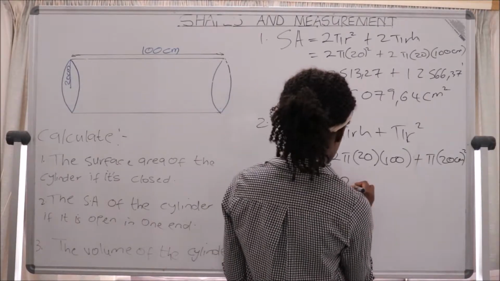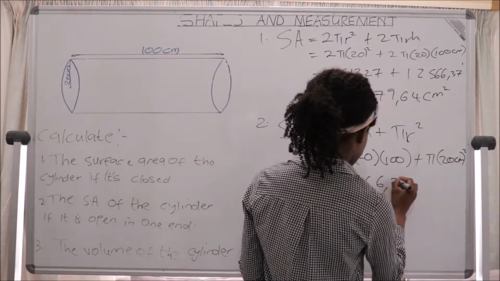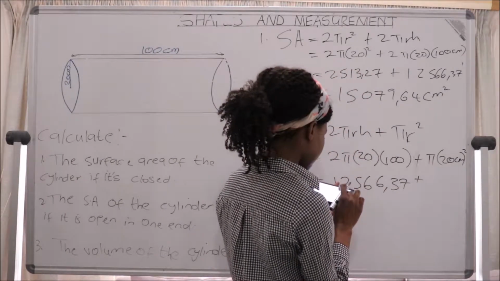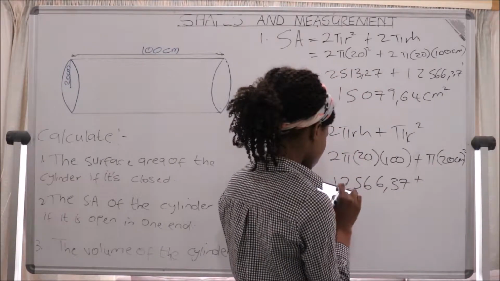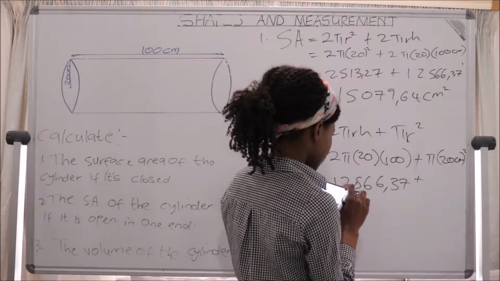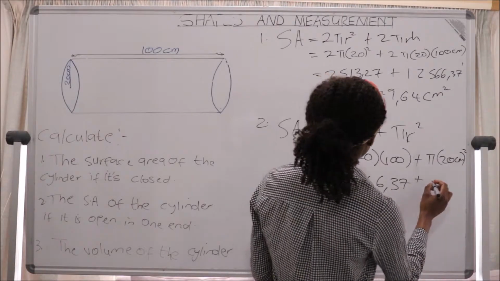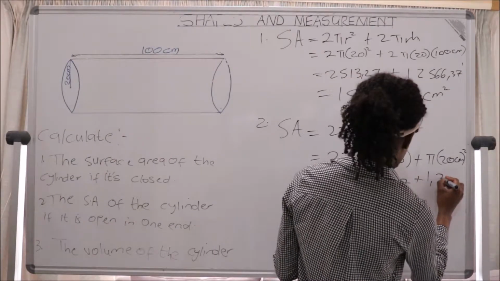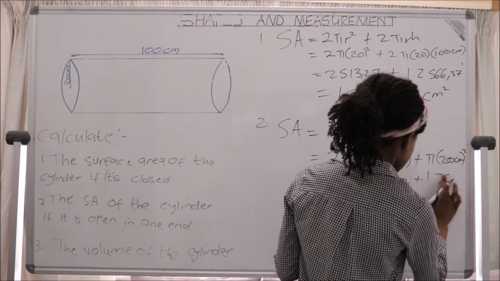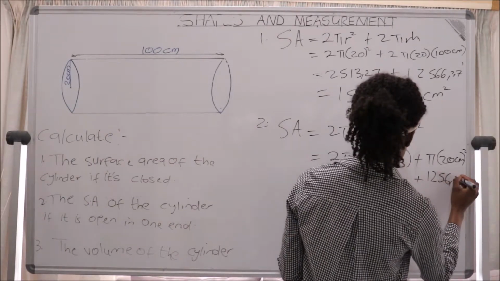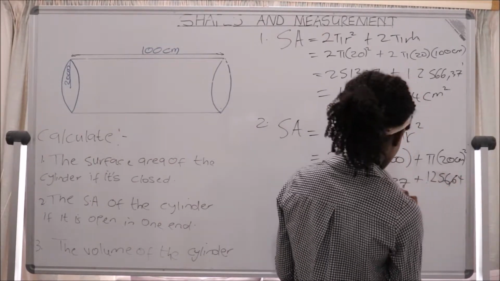So that will be 12,566.37. So that will be plus, multiplied by pi. Sorry, that will be 20 squared multiplied by pi, which will be 1256.64. Sorry guys, it's not a 1, it's a 1256.64. All right.